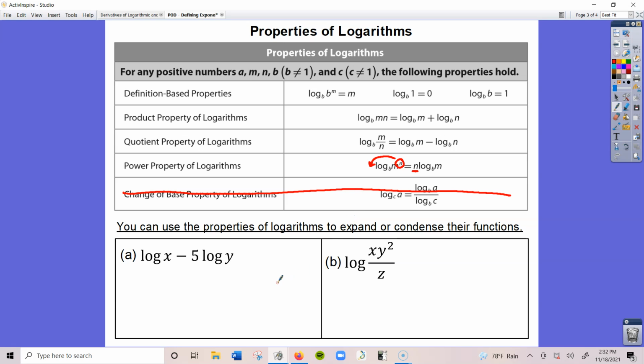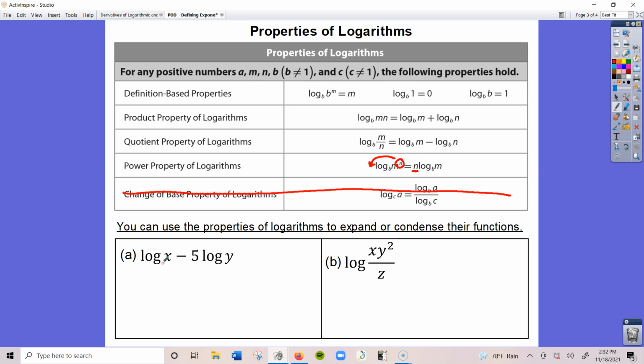So let's look at how to expand and condense. Here I have log of x minus 5 log of y. This is expanded because we have the subtraction. As long as the logarithms have the same base, we can use these properties.